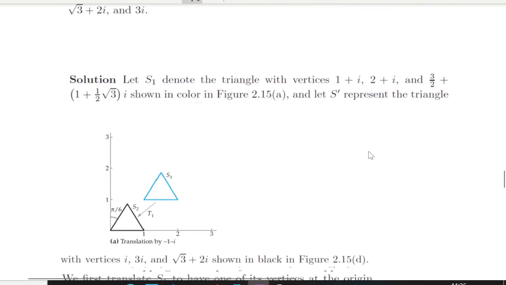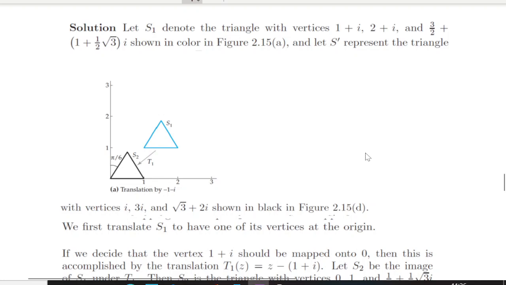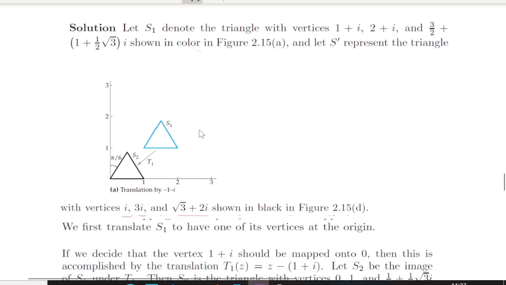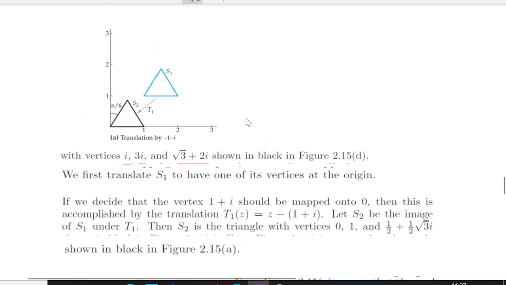Let S1 denote the triangle with the given vertices, shown in color. That means this was the originally existing triangle. And S dash represents the triangle with vertices i, 3i and minus root 3 plus 2i. We want to translate like that. So we have plotted the two triangles. This was the existing one, and now its image is this one. Now we want to find what this mapping is.